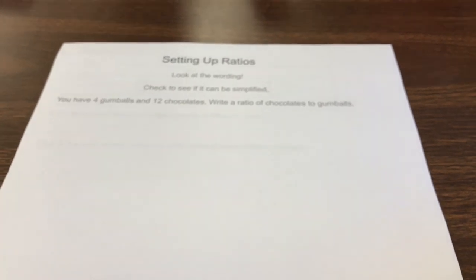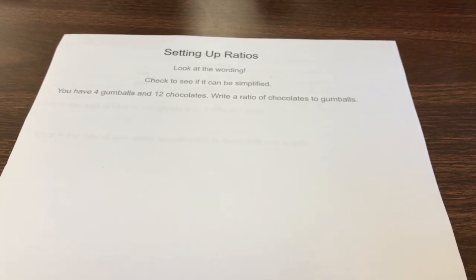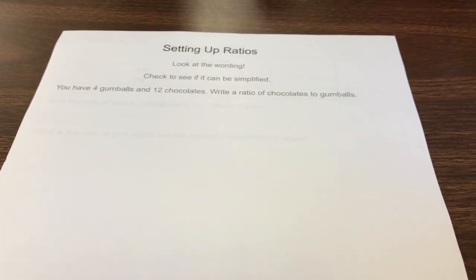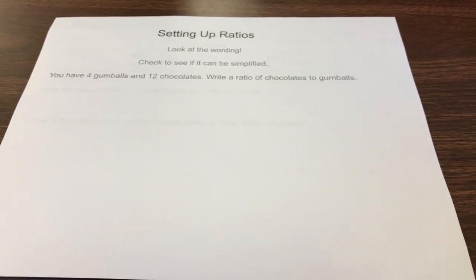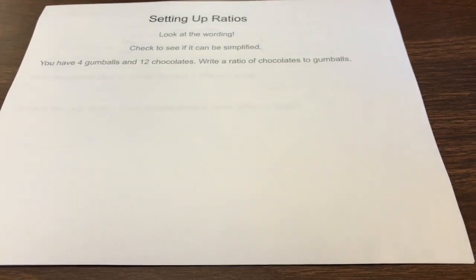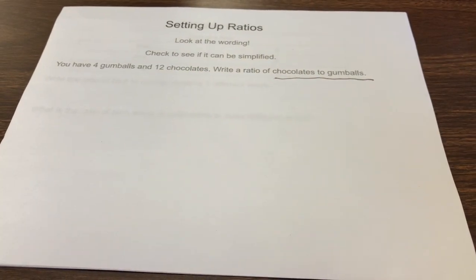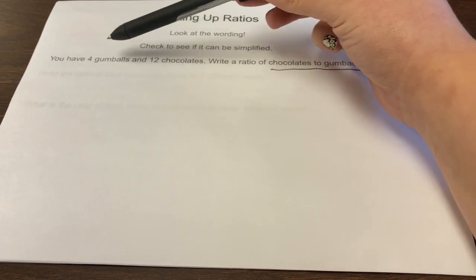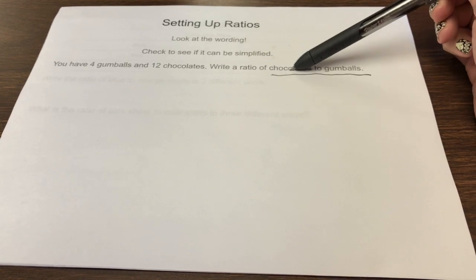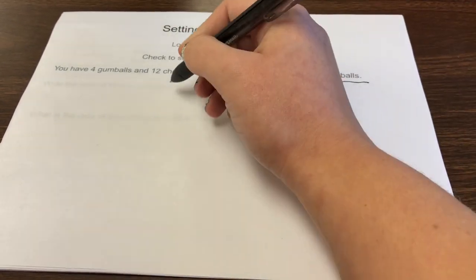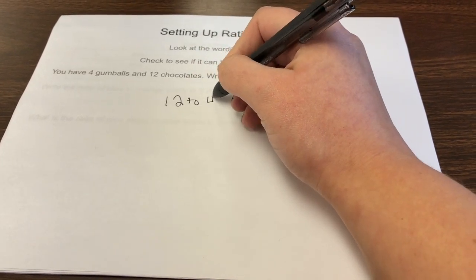Okay, setting up ratios. The big thing is to look at the wording, how they have it set up in the question. You need to look at specifics. So in this example, you have 4 gumballs and 12 chocolates. Write a ratio of, and here is the big important thing, they're wanting chocolates to gumballs. So even though in the information they put gumballs first and then chocolates second, they're wanting the ratio of chocolates to gumballs. So you have to put that chocolate number first and then the gumball second.